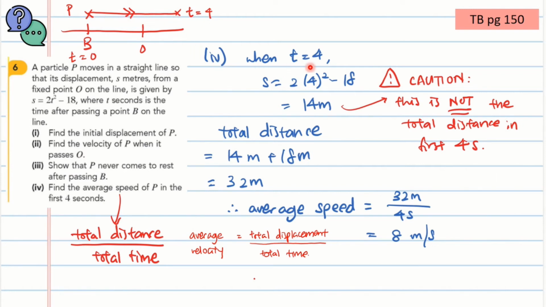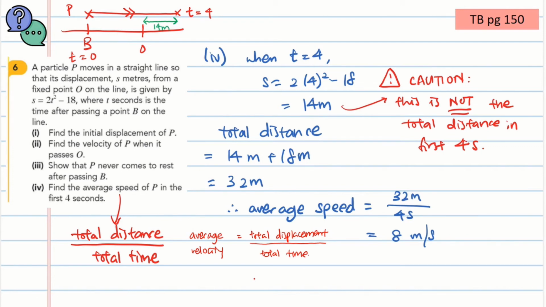So when t is equal to 4, we find that the displacement s is equal to 14 meters. However, do take note that s equals 14 is not the total distance in the first 4 seconds, because s is a displacement measured from O. To illustrate this in our diagram, this 14 meters is actually this part here only.